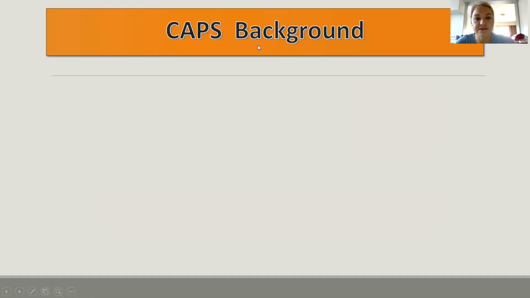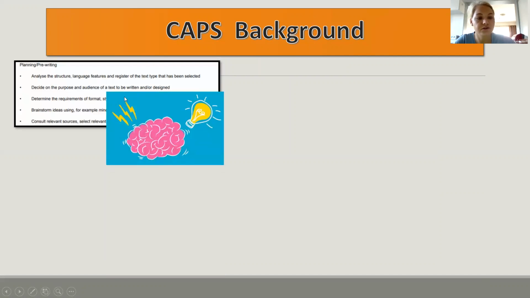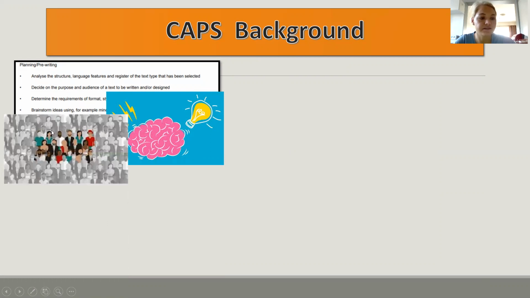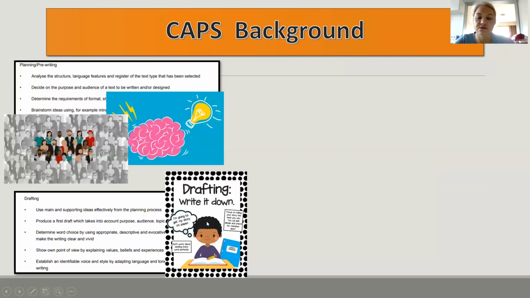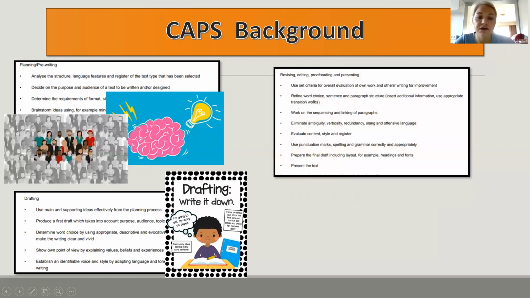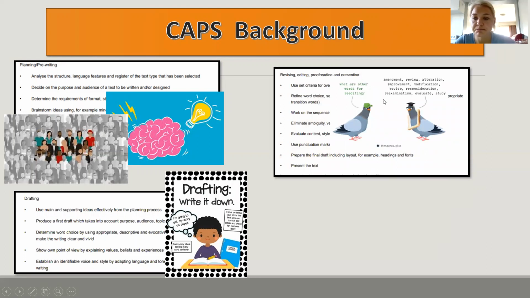So the first thing we will look at is the CAPS background. They are of the opinion that it is better to make use of an integrated approach, also known as the process approach. It allows students to brainstorm, to plan and determine the requirements, if it is going to be formal or informal. They can look at the audience, and then it allows students to be creative. They are allowed to make mistakes and also share their points of view or opinions, which is a great way to express themselves. To make use of editing, this is the part where they can correct their spelling mistakes, their grammar and punctuation, where they can improve.